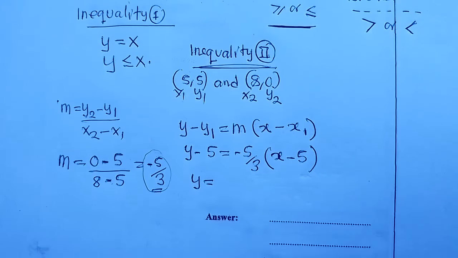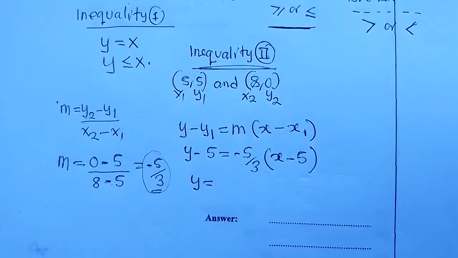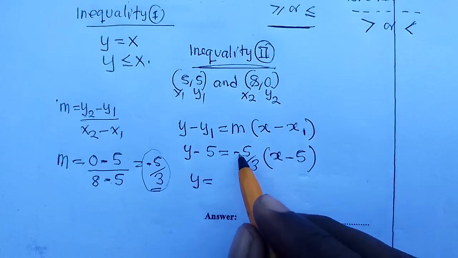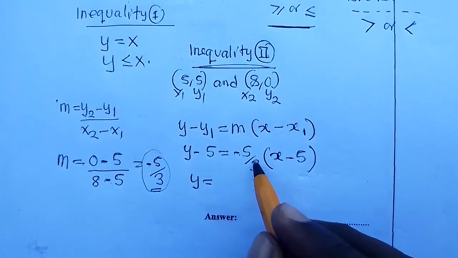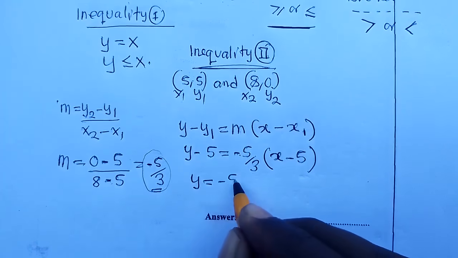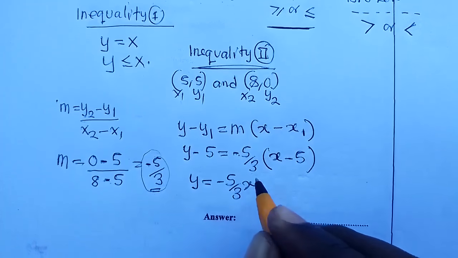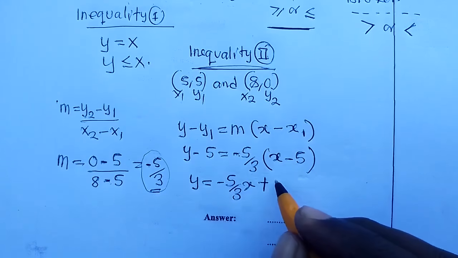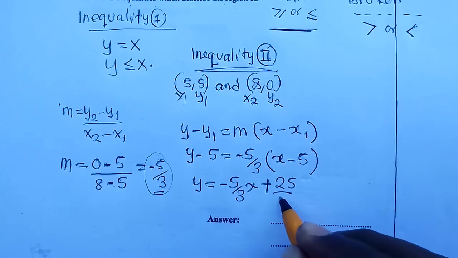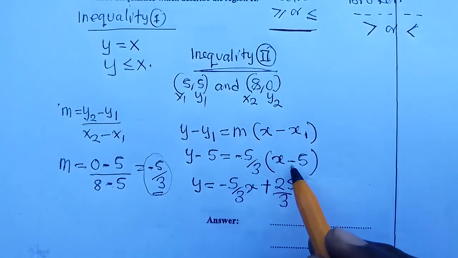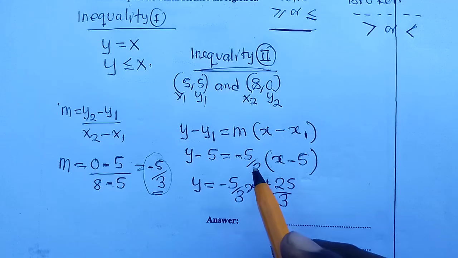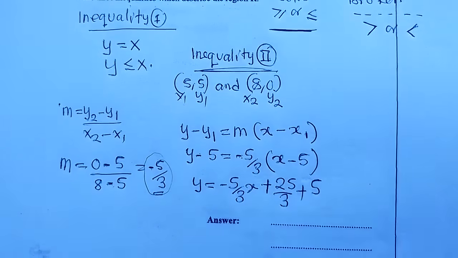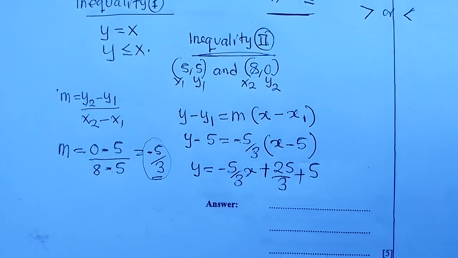So y is equal to what? y is equal to negative 5 over 3x. The negative, there you're going to have positive. Positive what? Positive 25 over 3. It is the numerator that gets to multiply, 5 times 5, 25 over 3. This one came to this side, plus 5. This is what you are going to do.